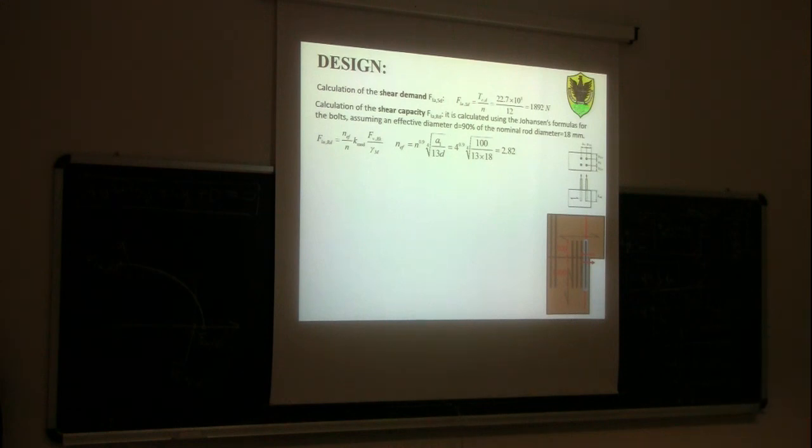So since they are aligned parallel to the grain, we need to use this formula for the bolts to calculate the effective number of rods. So in this region here we have 4 rods aligned. So this is one group, then there is another group. So here we can consider 4 rods aligned, so 4 to the power of 0.9. If we replace inside the value 31 with 100, we get 2.82.